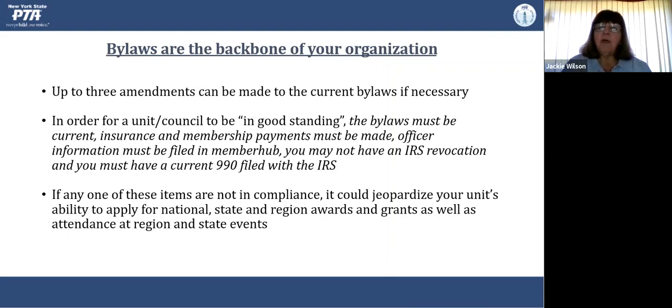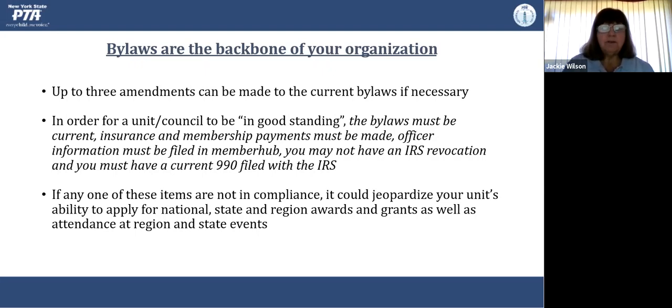In order for a unit or council to be in good standing, the bylaws must be current. Insurance and membership payments must be made. Officer information must be filed in Member Hub. You may not have an IRS revocation, and you must have a current 990 filed with the IRS. If any one of these items are not in compliance, it could jeopardize your unit's ability to apply for national, state, and region awards and grants, as well as attendance at region and state events.